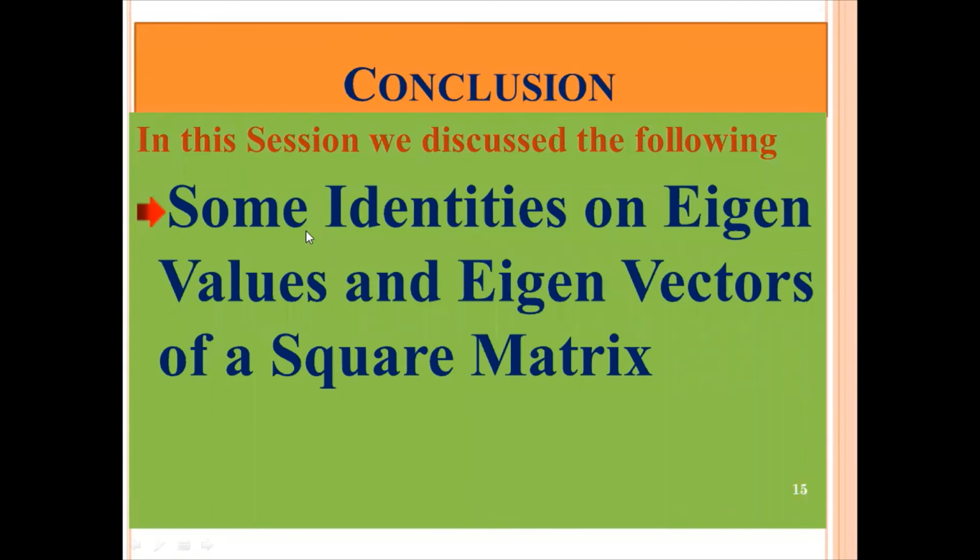Now coming to the conclusion. In this session we discussed the following items: some identities on eigenvalues and eigenvectors, nearly 6 identities of a square matrix.